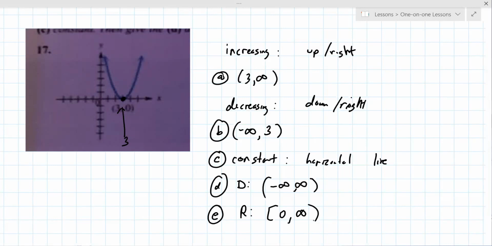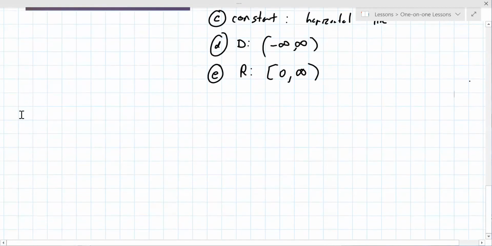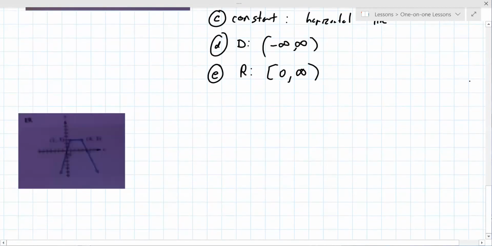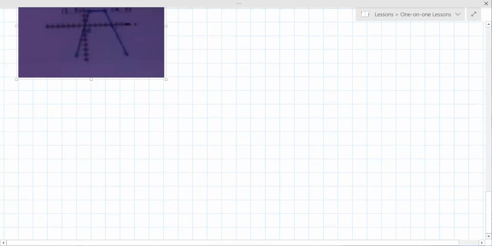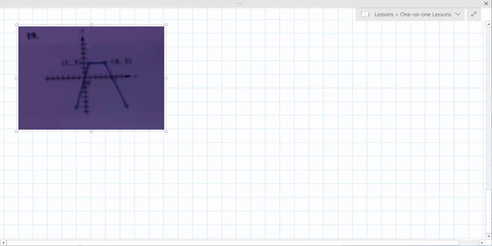All right. On to number 19. So 19 is the problem I think you would see on a test because it has all 3 of the increasing, decreasing, and constant. So this is a good one for us to look at and get comfortable with.